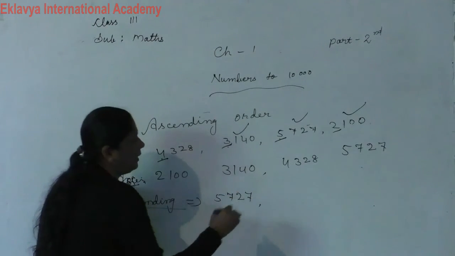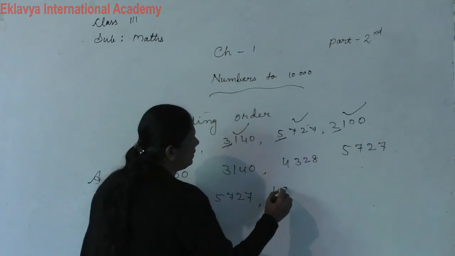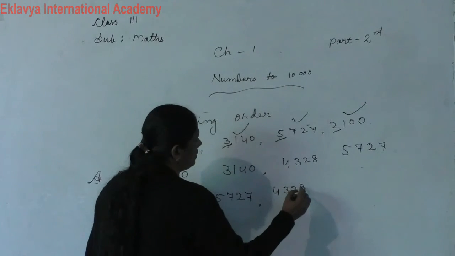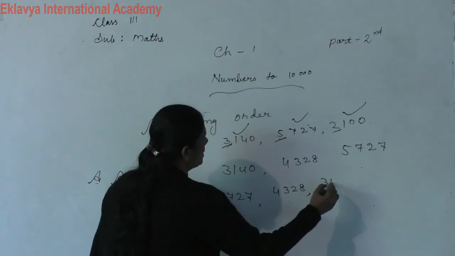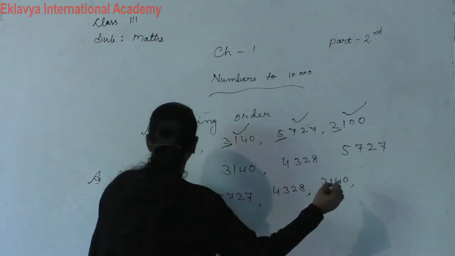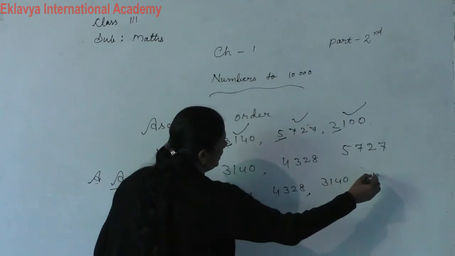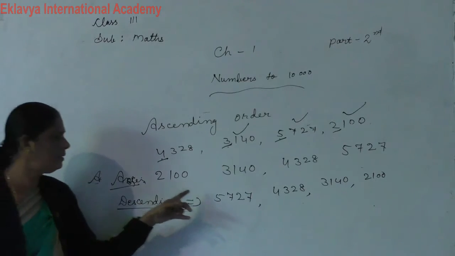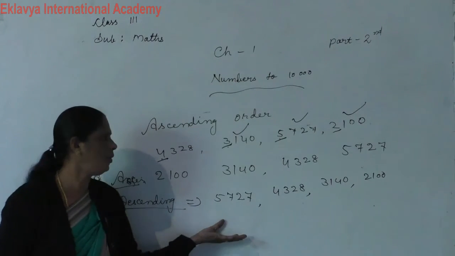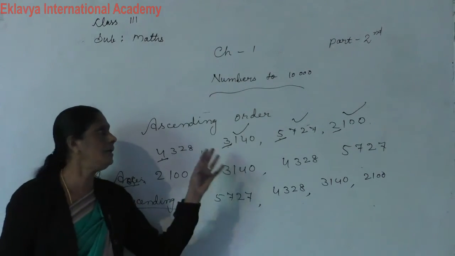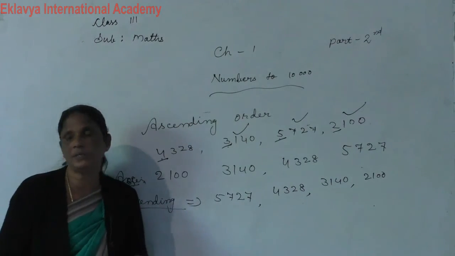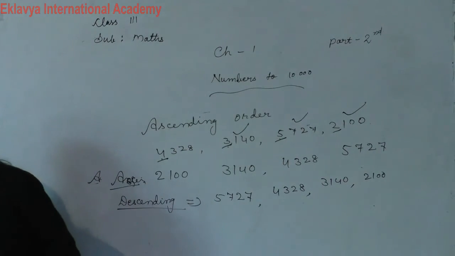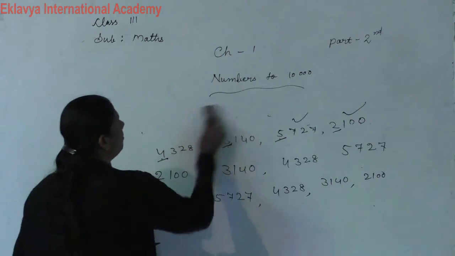5727, then 4328, then 3140, then 2100. This is the descending order. Understand? Ascending and descending. Then next, forming a number.